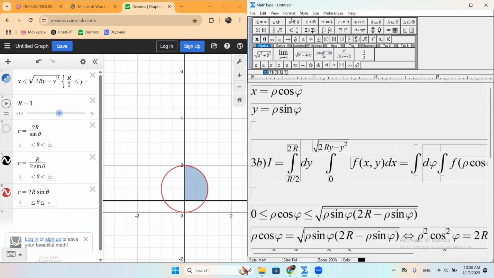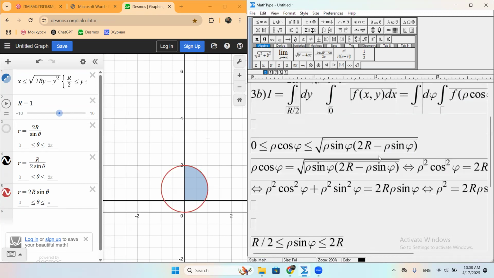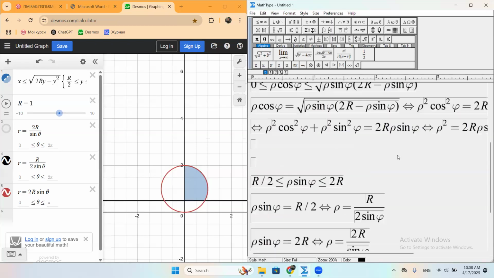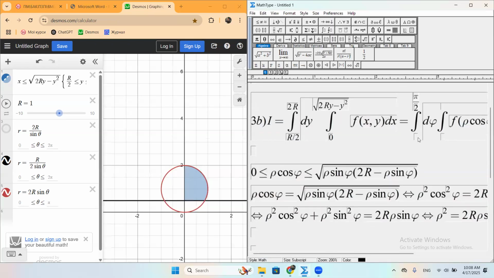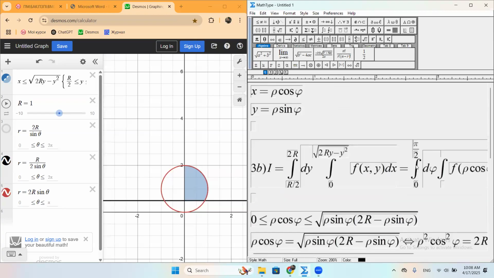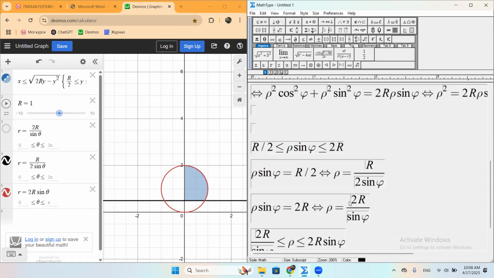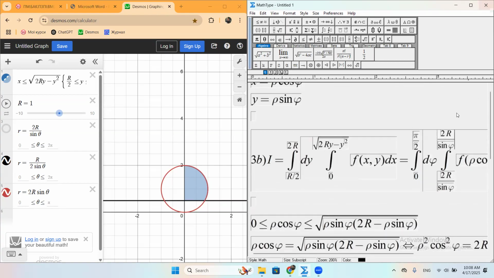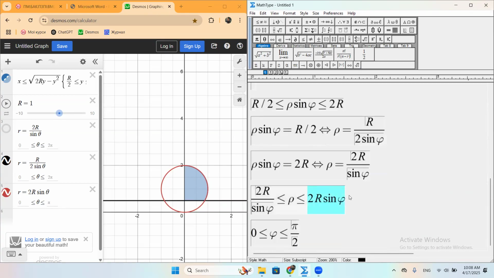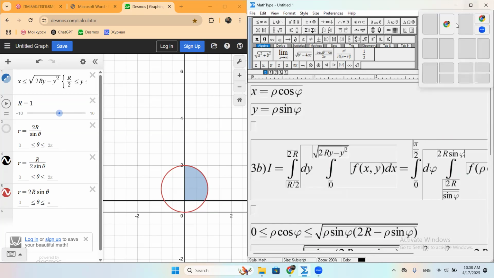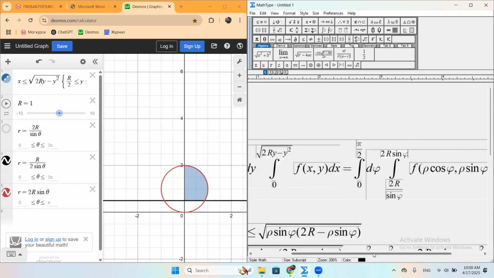And now let's rewrite the integral. So from 0 to pi over 2 d phi. And for rho, more interesting case. So limits are the following: from 0 to 2r sine phi. So it's done. Any questions about this exercise?